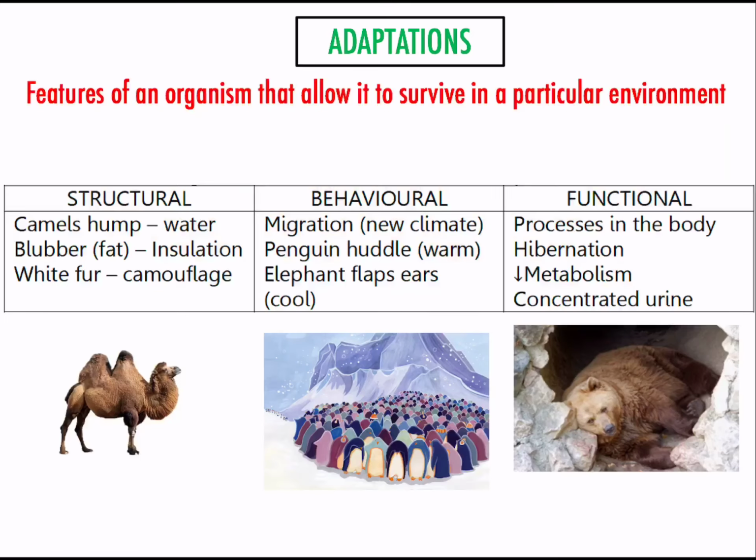Now, adaptations are features of an organism that allow it to survive in a particular environment. And they can fall into 3 categories. Structural, which is part of their bodies. For example, a camel's hump or blubber on a whale, or white fur, which allows camouflage, or big ears on an elephant. Those are all structural adaptations.